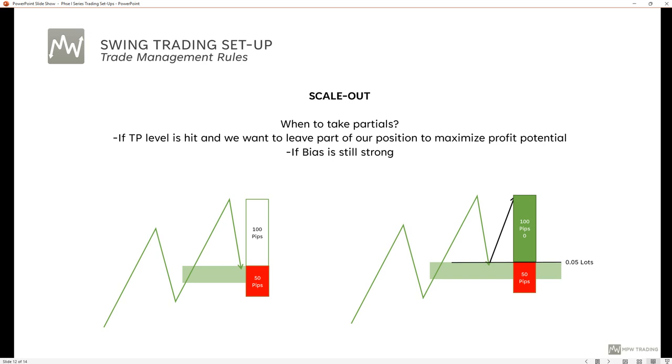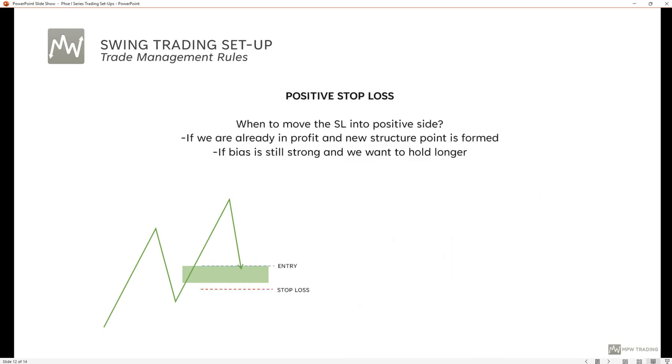And number 3 na trade management rule is positive stop loss, no? So kailan natin igagalaw yung ating stop loss into positive side? If we are already in profit and new structure point is formed.